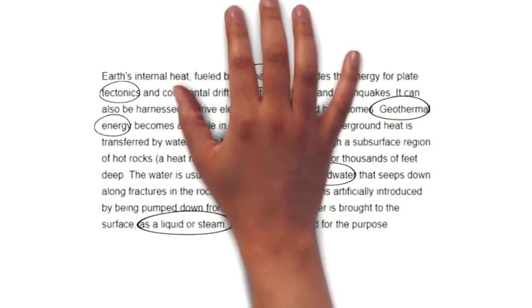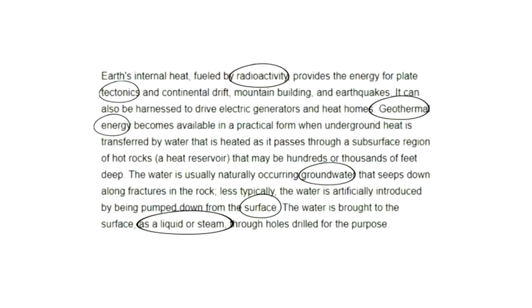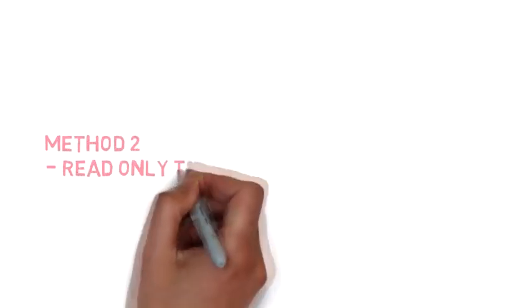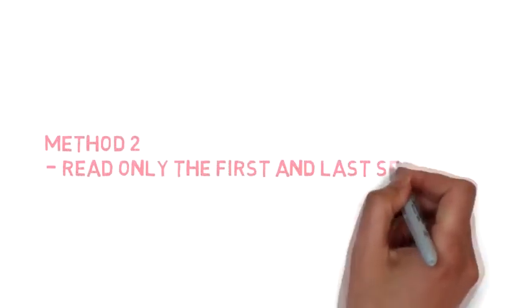For example, radioactivity, tectonics, geothermal energy, and groundwater. The surface is a liquid or steam. So what I've understood so far by just looking at those words, there must be a geothermal energy, and it might be fueled by radioactivity, and it's coming out as a liquid or steam, and I've understood it just by looking at those words. So method number two, read only the first and the last sentence of a paragraph.